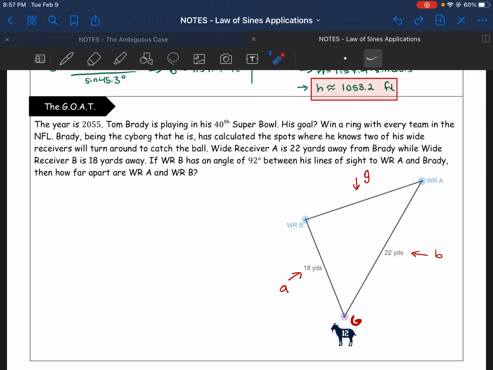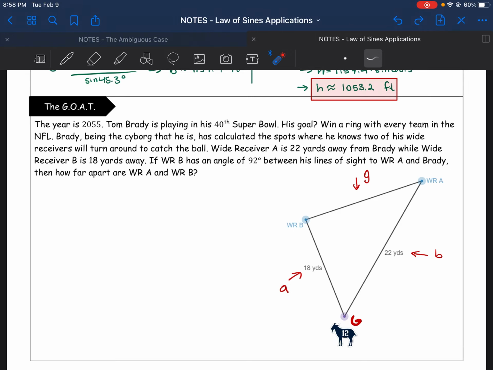Brady, being the cyborg that he is, has calculated the spots where he knows two of his wide receivers are going to turn around to catch the ball. Wide receiver A is 22 yards away from Brady, wide receiver A being right here, and wide receiver B is 18 yards away. Wide receiver B is right there. If wide receiver B has an angle of 92 degrees between his lines of sight to wide receiver A and Brady, then how far apart are wide receivers A and B?